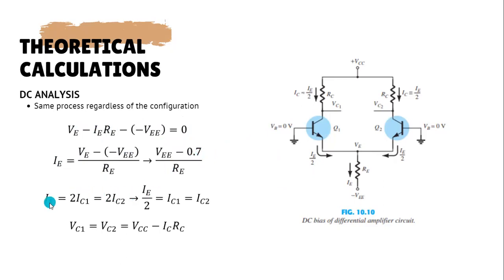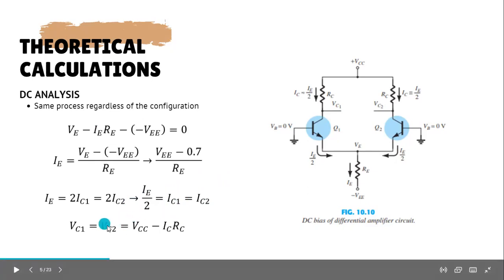IE being the emitter current is divided into two collector currents, as you can see here. One goes into the left side and one goes into the right side. So each collector current, being the equal half of the emitter current, IE over 2, is equal to the first collector current, which is also equal to the second collector current. And lastly, VC1 and VC2 are again both equal, and so they share the same formula, VCC minus IC RC, which goes along the sides here.